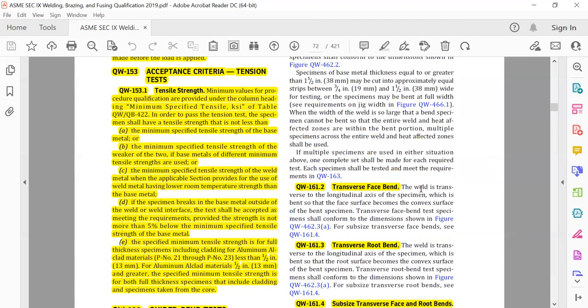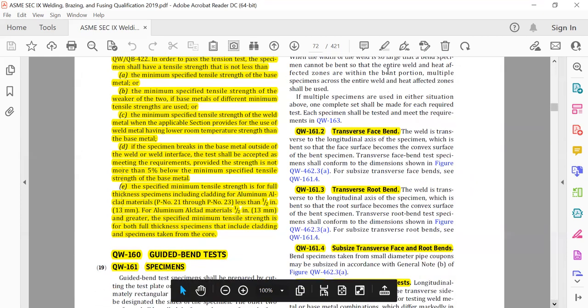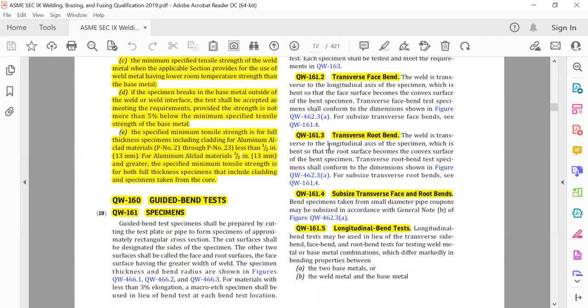Transverse face bend. The weld is transverse to the longitudinal axis of the specimen and is bent so that the face is on the outside. Transverse root bend, that's all root. From the root side it will bend, and the face will bend. Outside is face, and the outside is root, that is transverse root.